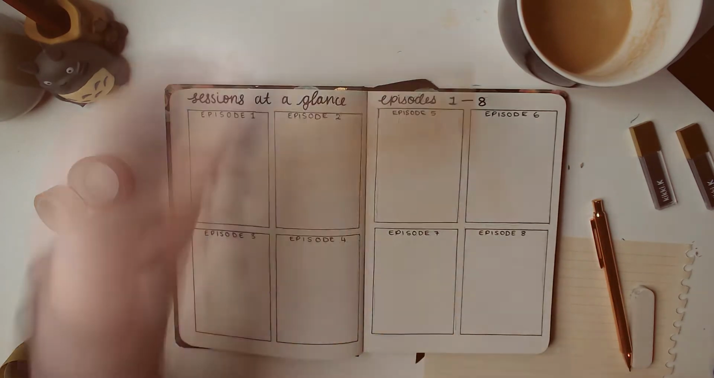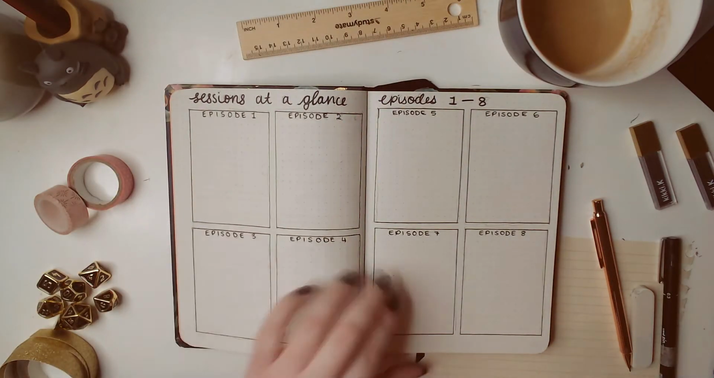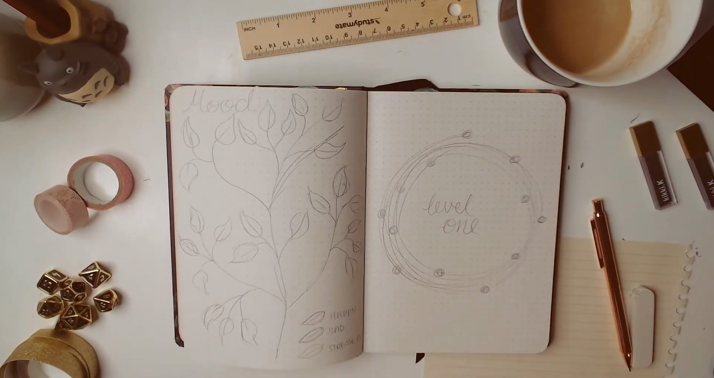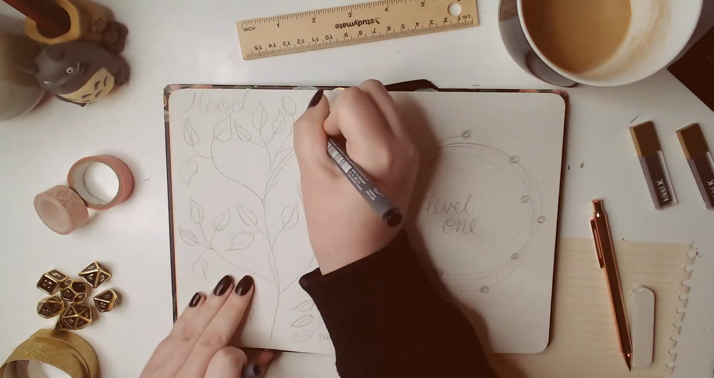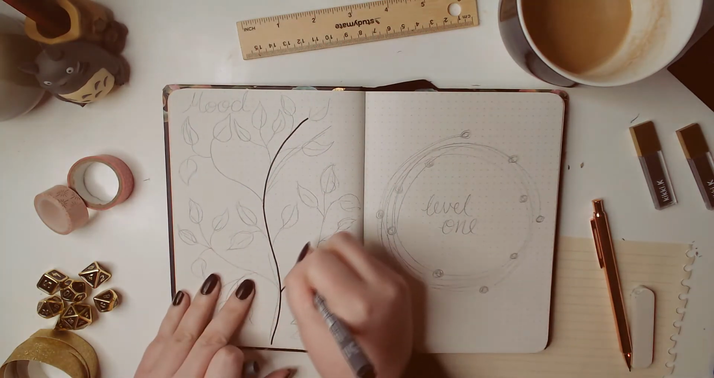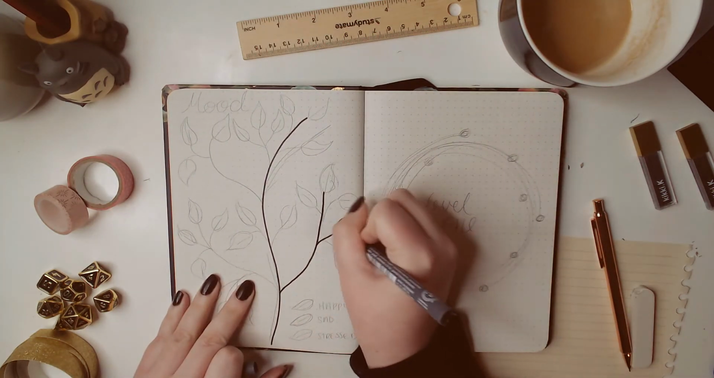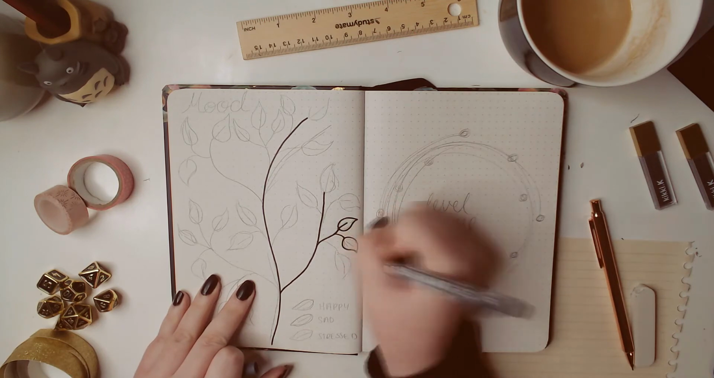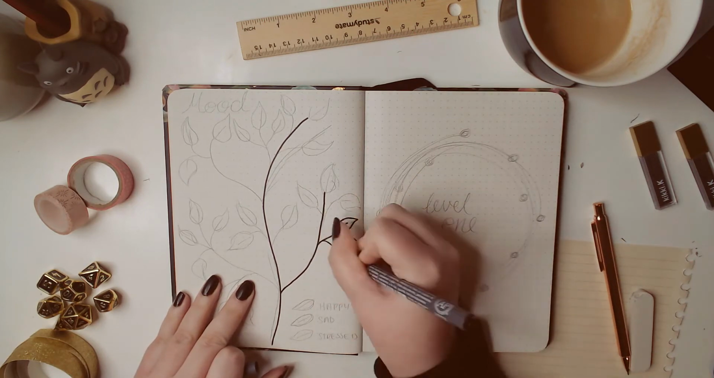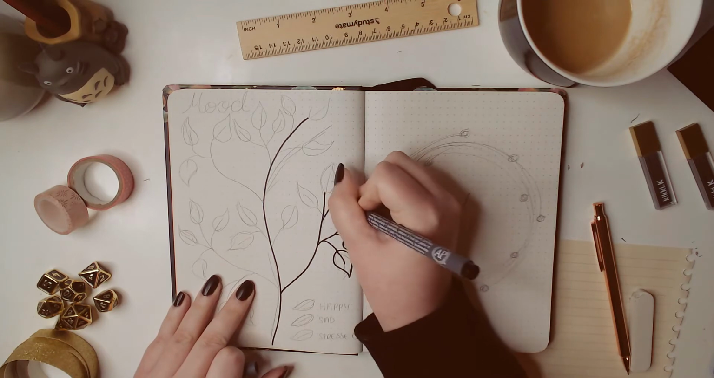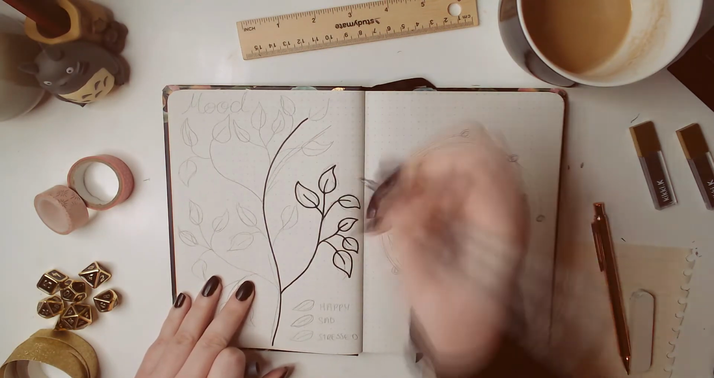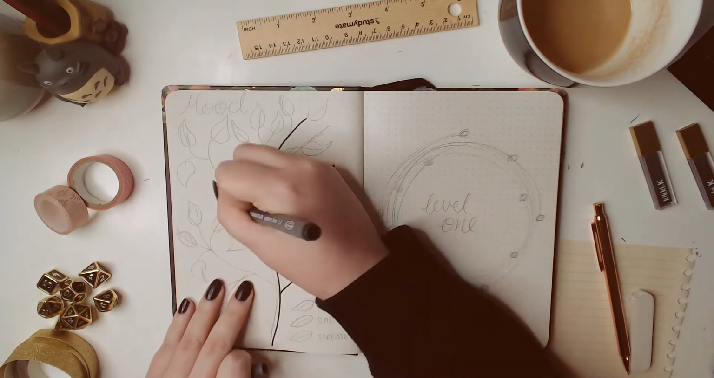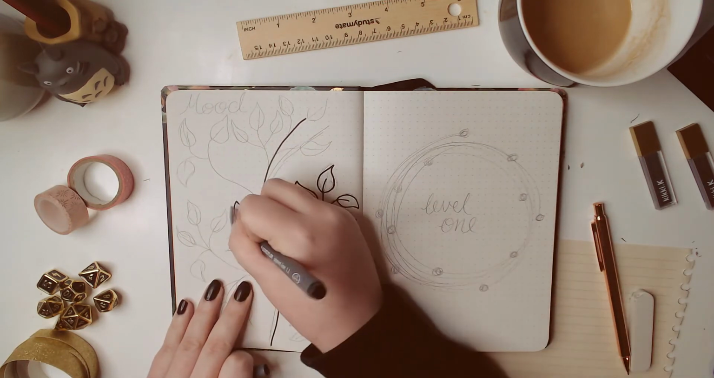Now that you have your sessions at a glance spread done, we move on to an optional but possibly important character building element, the mood tracker. Personally, I don't like using mood trackers in my daily bullet journal. However, they can be great for our characters when we're playing D&D. It can give us a general idea of how the character was feeling during each episode, and it really gives those players who love roleplay the opportunity to reflect on how they portrayed their characters throughout the campaign.